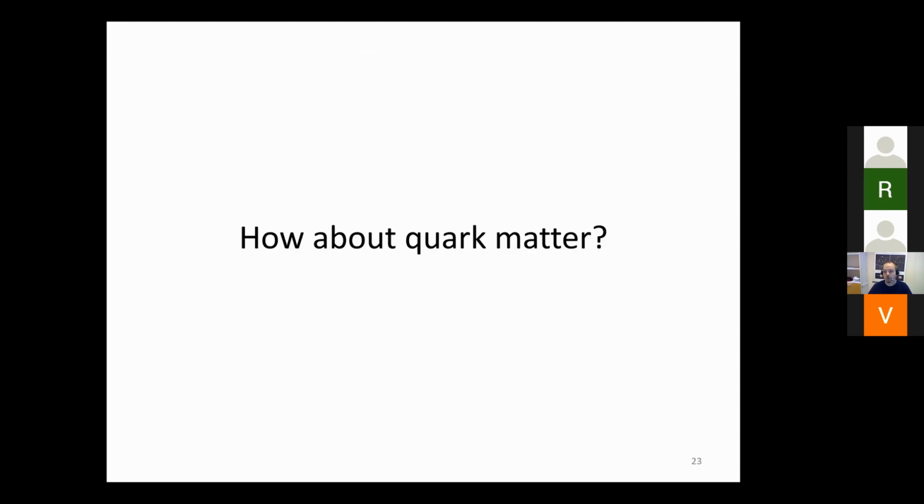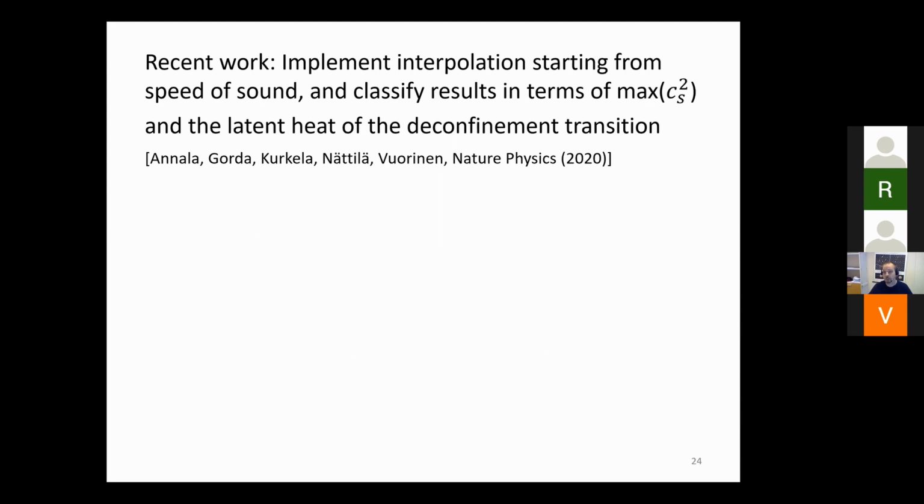But now one can of course ask the question, can this kind of an interpolation approach tell us anything about the physical phase of QCD matter inside neutron stars? And this brings me finally to this relatively recent work that was published in Nature Physics earlier this year, where we did an interpolation calculation starting not from the equation of state itself, but from the speed of sound.